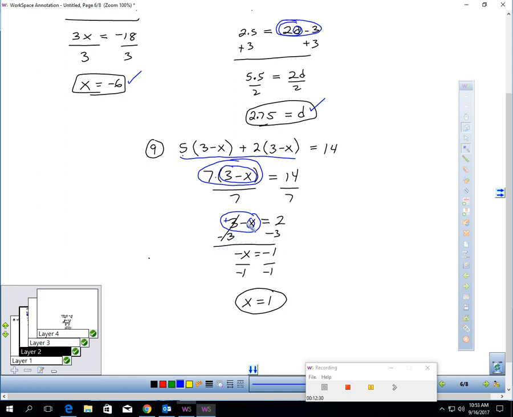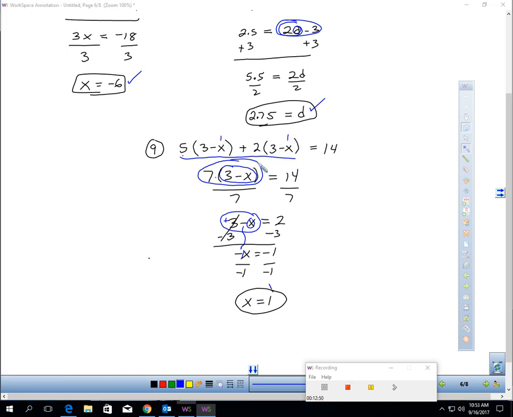That leaves you, don't forget about your sign here, that leaves you with negative 1x equals negative 1. So divide each side by negative 1, and you can see you're going to get positive 1. And then check and make sure it works. If I put a 1 here and a 1 here, this statement should work out to 14, and it did.